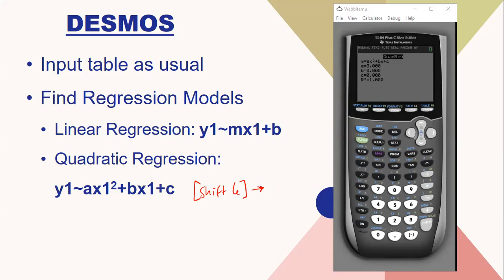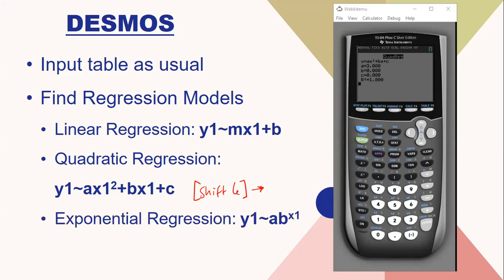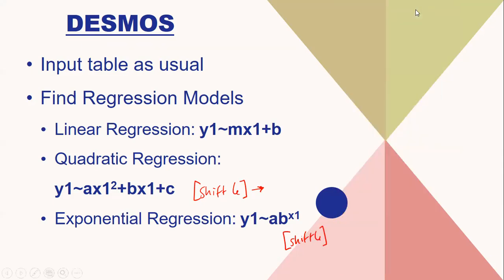And then our exponential regression model is going to be y1 tilde ab^(x1) minus 1. And again, to get it as a power, you're going to be pressing shift 6. I will give you a moment to write this down before we dive in and do it. Cool? All right, here we go.